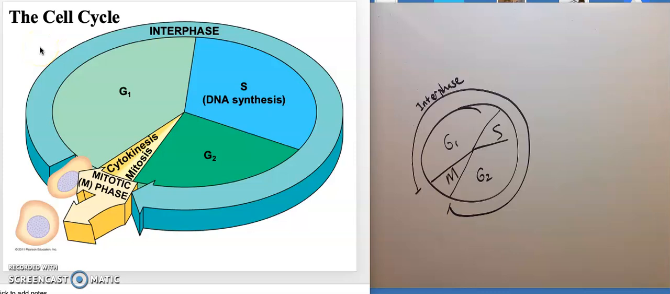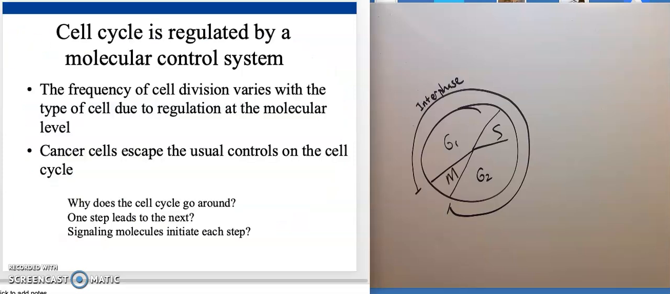So why does the cell cycle progress? Is it simply like a row of dominoes? When you knock the first one over, the rest of them fall? Or are there specific signals that transition the cell from G1 to S to G2? This is a question that researchers had. Now, cancer cells escape this regular control of the cell cycle. So what is it that controls the transition from G1 to S to G2 to the mitotic phase?